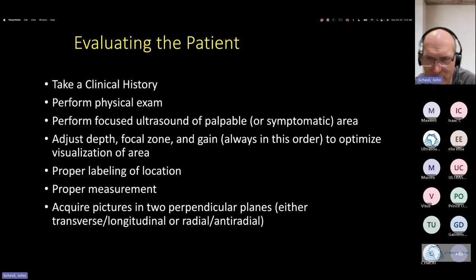So if you have a mass or a cyst, you should have 5 pictures. The first picture is just the mass. The second picture is the mass with a measurement. The third picture is in the perpendicular plane without measurement. The fourth is in the perpendicular plane with measurement. And the fifth is with blood flow. So 5 pictures for a mass or a cyst. If you just see normal breast tissue, 2 pictures is sufficient, 1 in each perpendicular plane.